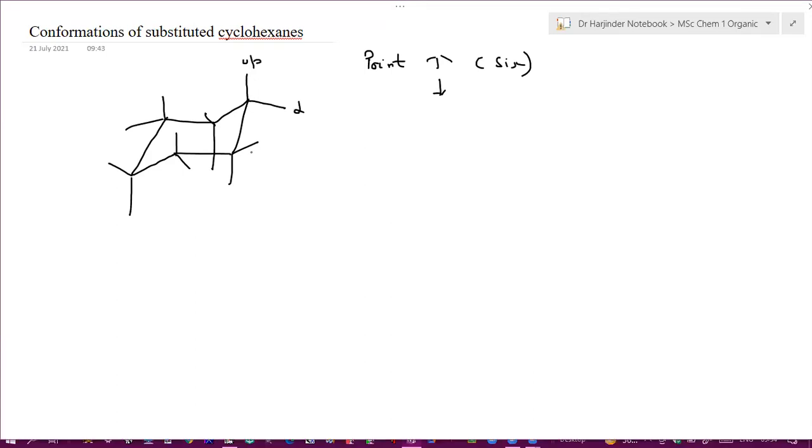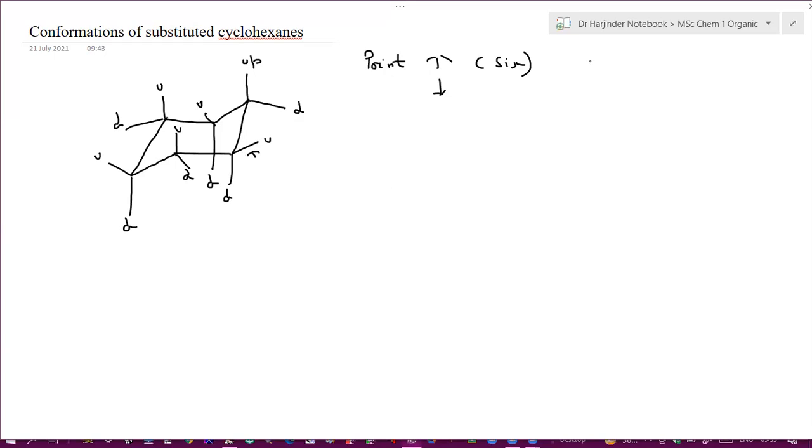This equatorial bond here, upward. Upward, down, down, up. Here it is up, down. Here it's also upward, downward, upward, and downward. So 6 bonds point in an upward direction, and 6 bonds point in a downward direction.